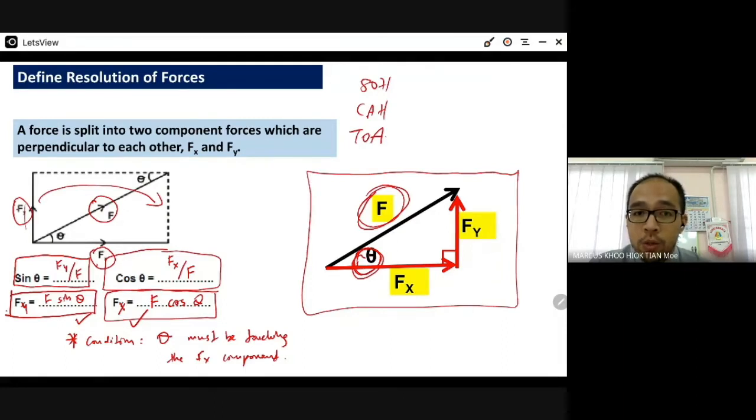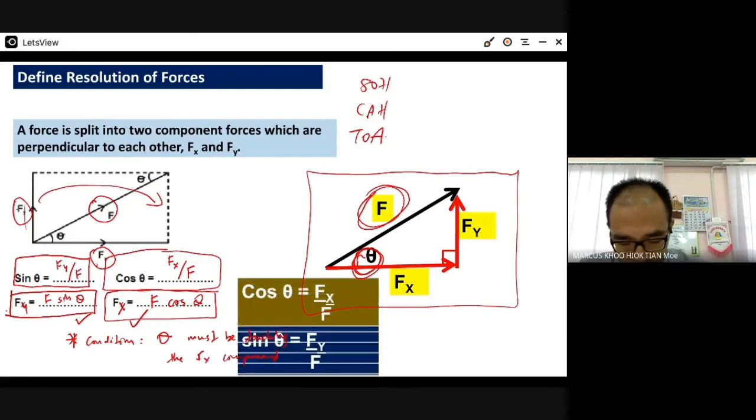So we can only use this equation, Fy equals F sine theta and Fx equals F cos theta, if the angle is touching the Fx component. If it is not touching the Fx component, then there's a different case. So for example, I don't know whether I have this space. Hold on.